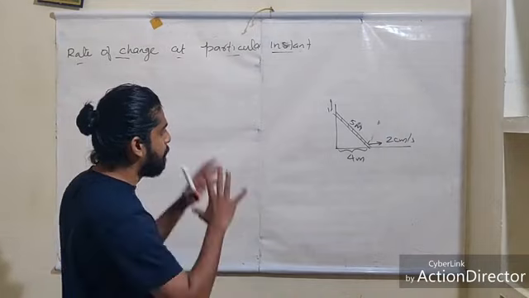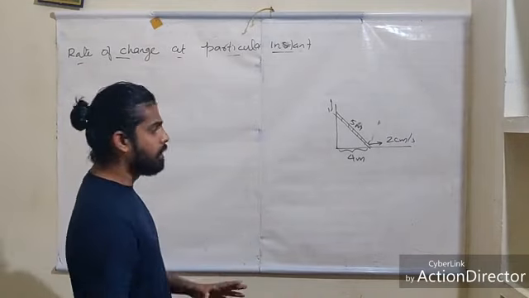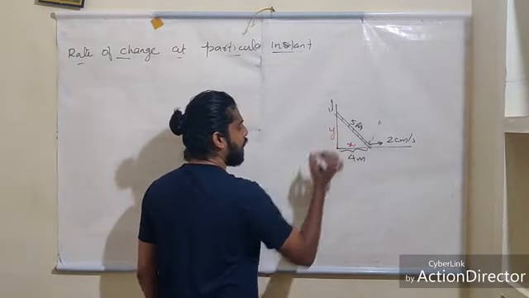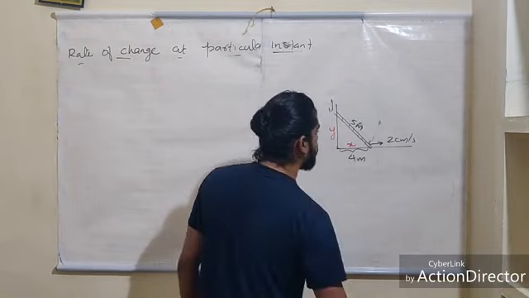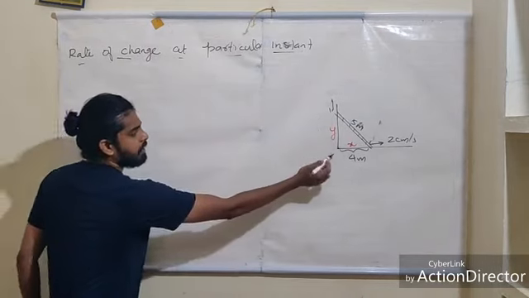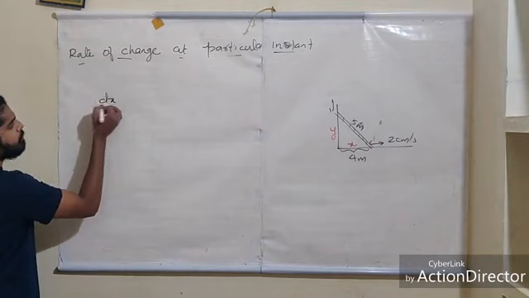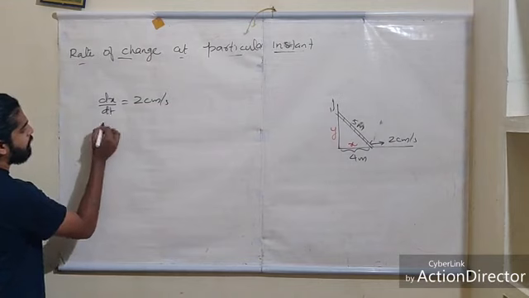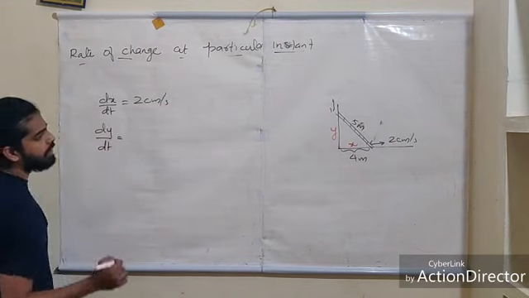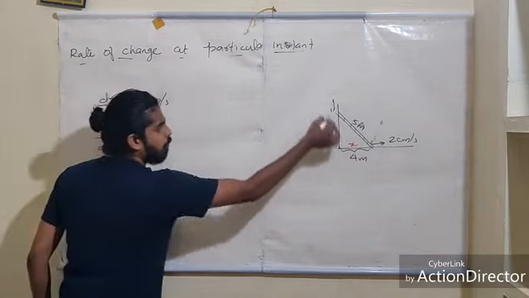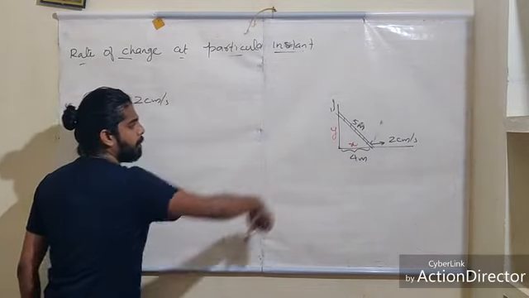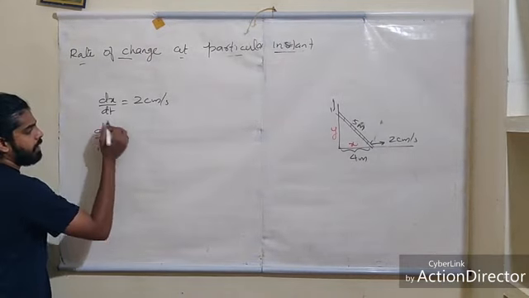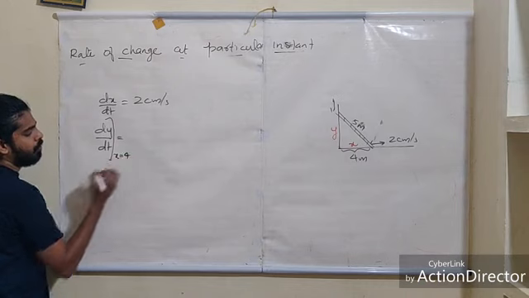Let us see this mathematically. Let us model this mathematically. Suppose this distance is x and this is y. So x is changing, right? x is changing at 2 cm per second, that means dx by dt is equal to 2 cm per second. We have to find dy by dt, that is, how fast y is changing, at the instant when x is equal to 4.